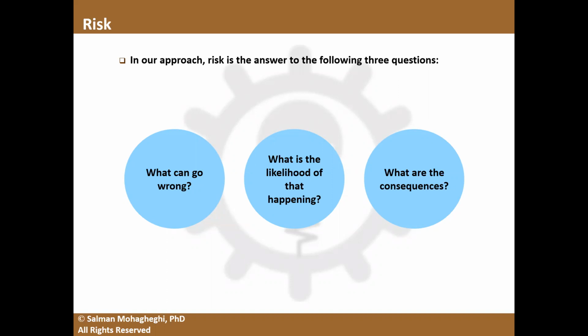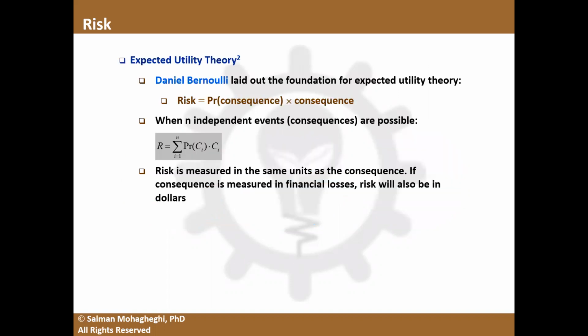First, what can go wrong? What is the likelihood of that happening? And what are the consequences? This is in line with the expected utility theory that was developed by the 18th century Swiss mathematician Daniel Bernoulli. He defined risk as consequence times the probability of that consequence. And in case you have multiple events or consequences that are independent of one another, he defined the overall risk as the sum of all the probabilities times the corresponding consequences.